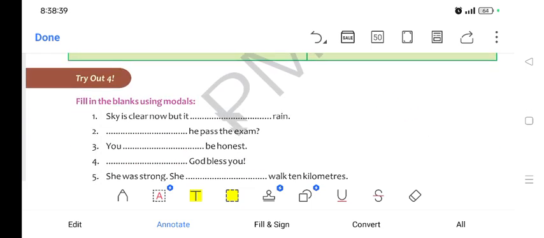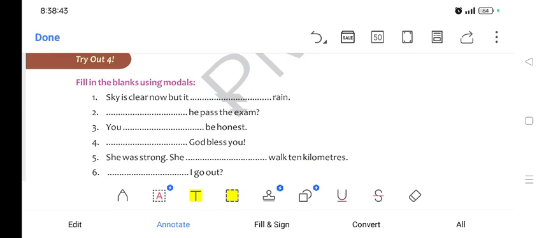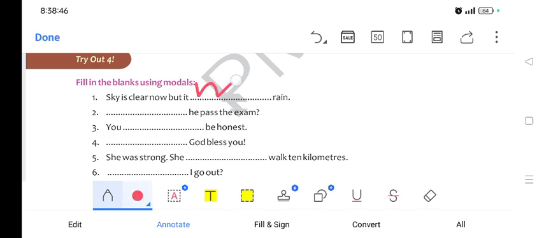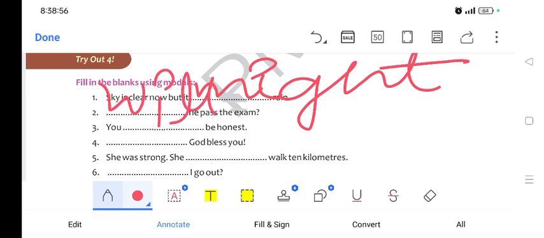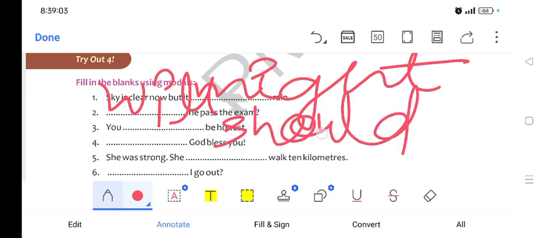Let's solve tryout 4. Fill in the blanks using modals. Sky is clear now, but it might rain. Possibility is there. Next, will he pass the exam? So, next one, you should be honest. Next one, may God bless you.